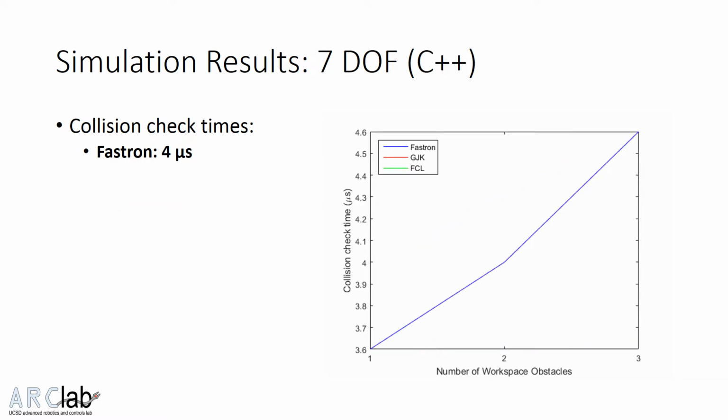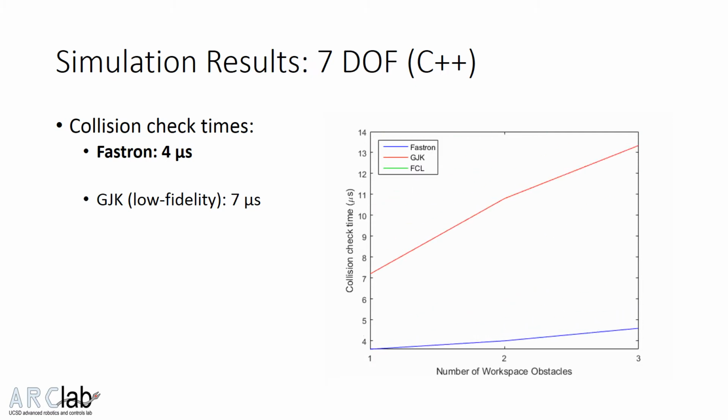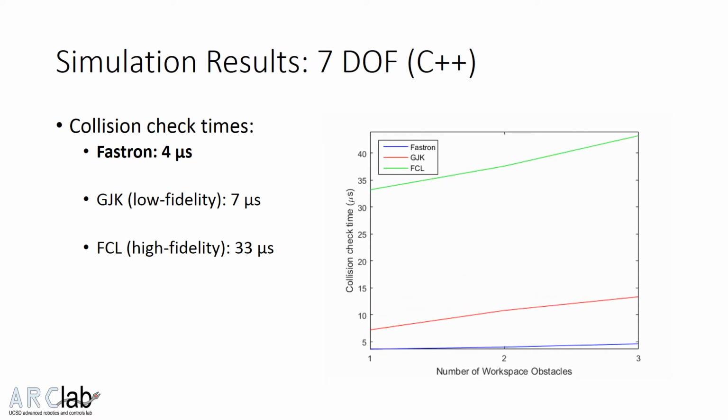On a simulated 7DOF robot working with C++, proxy collision checks take around 4 microseconds using the Fastron. With a low-fidelity polyhedral collision checker, collision checks take almost twice as long. With the high-fidelity collision checker, collision checks take at least 8 times as long as our method. We can also see that once again the Fastron scales much better than kinematics-based collision checkers with increasing workspace complexity.